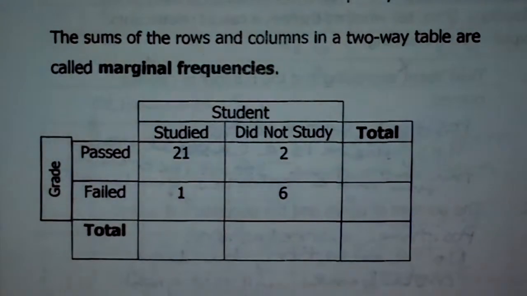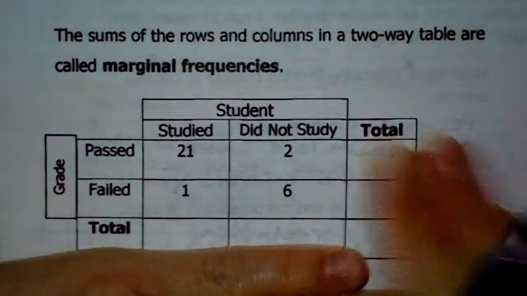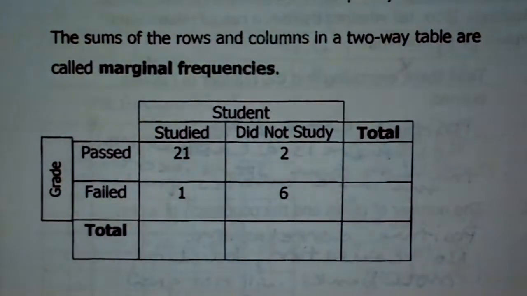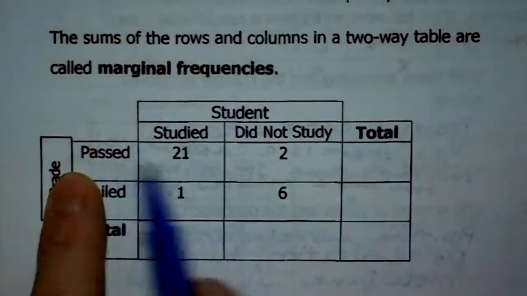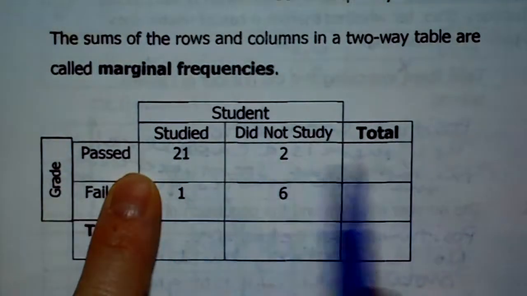So the sums of the rows and columns in a two-way table, those are not called joint frequencies, those are called marginal frequencies. So I just took the table that we just had and added some totals at the end. So what we're going to do is find the totals, and therefore we're finding the marginal frequencies. So if the directions of something said, find the marginal frequencies, I'm asking you to add up each row and column.